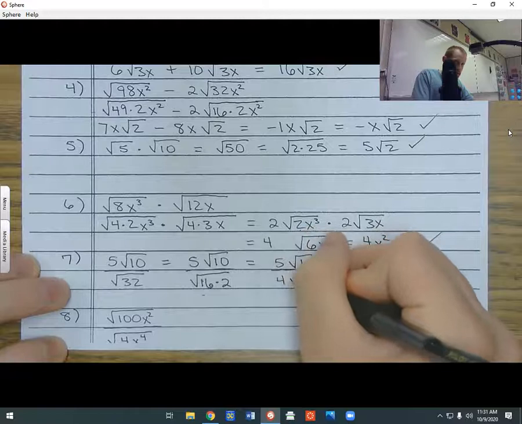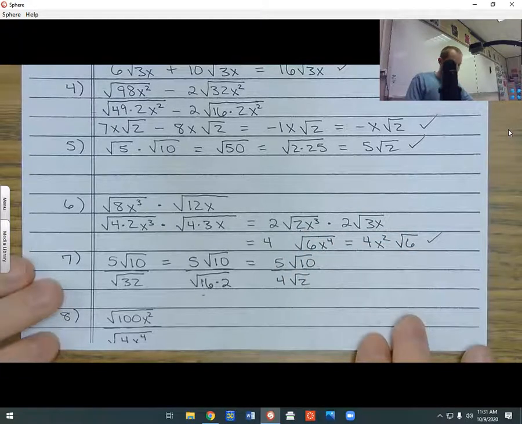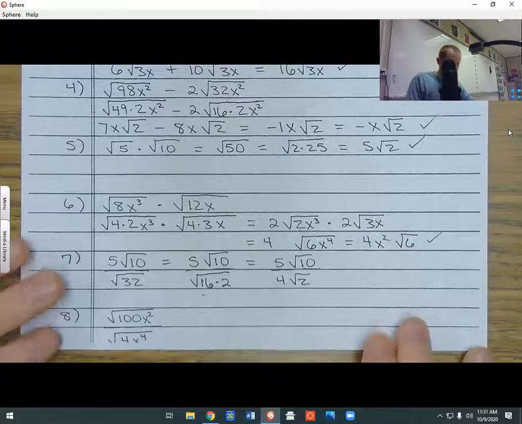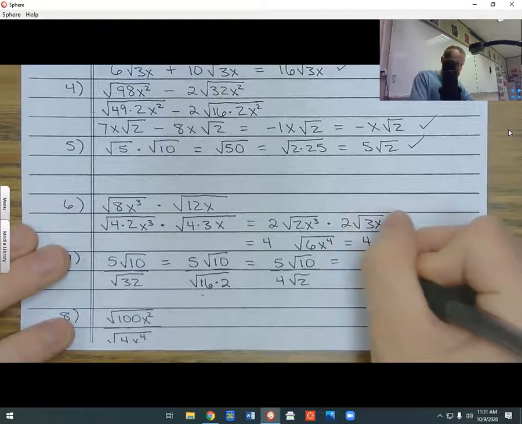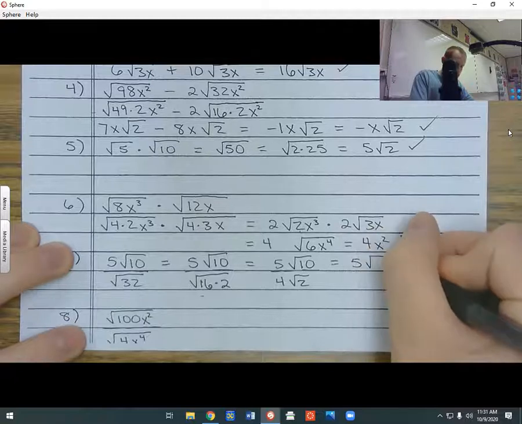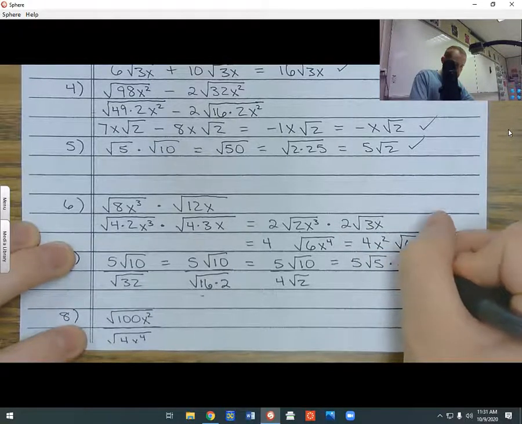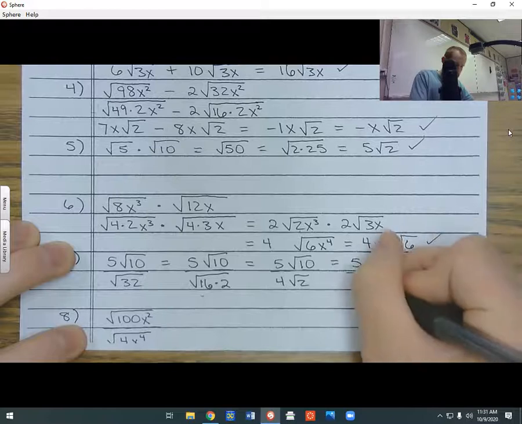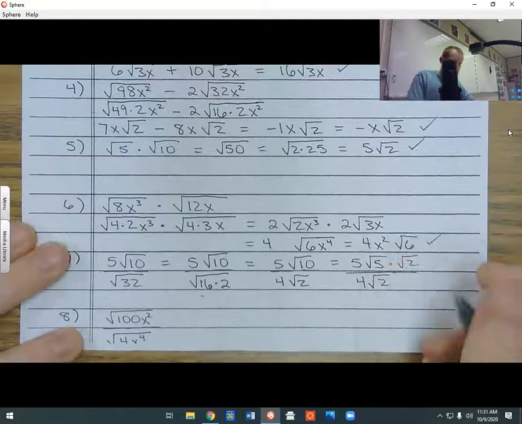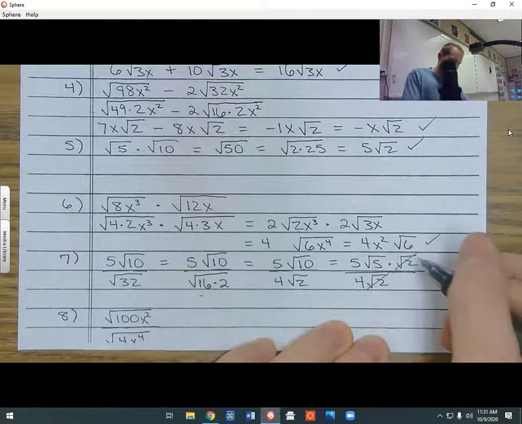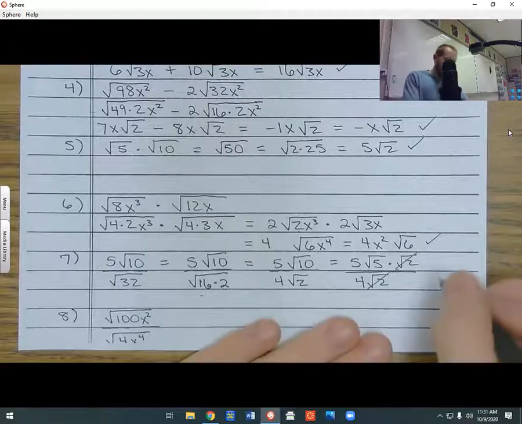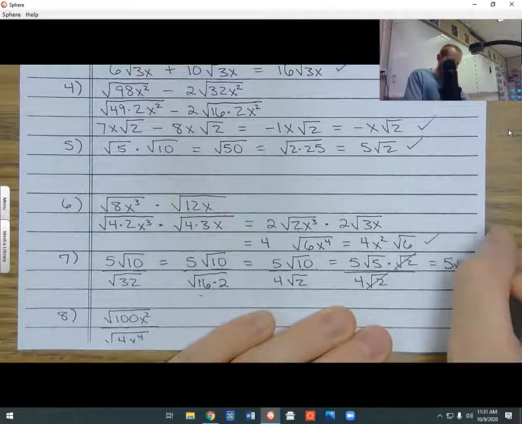Okay. At this point, what I can do is I can break up the square root of 10 into 5 times 2. So square root of 5 times square root of 2 on top. The bottom is still 4 times square root of 2. And notice what cancels out. I have the same thing on the top and bottom, right? So the square root of 2's are going to cancel, and I'm only left with root 5 at the top and 4 at the bottom. Can't do anything else to that, okay?